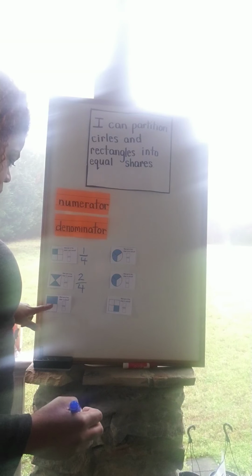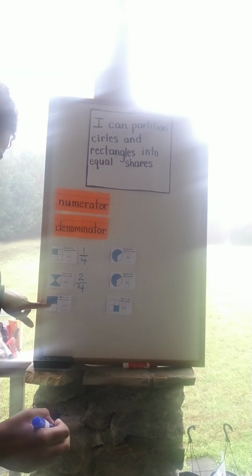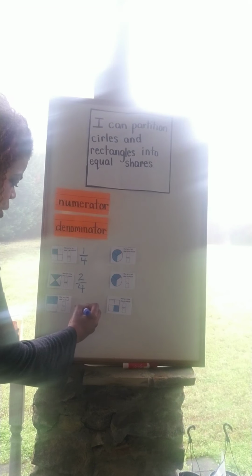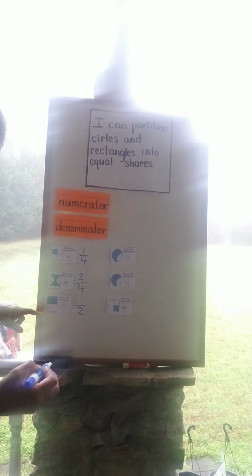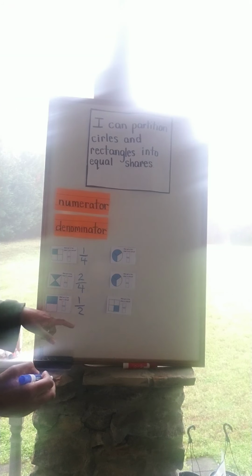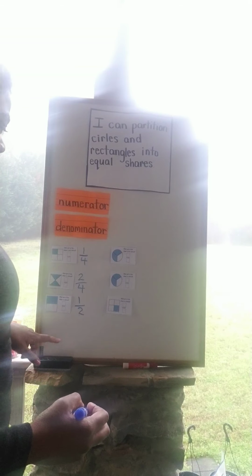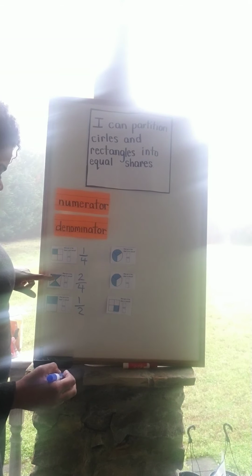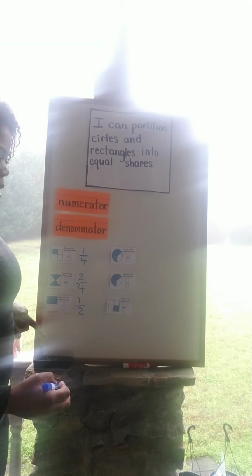Okay. Let's look at this square. Actually, this is a rectangle. Look at this rectangle. There's 2 pieces, so we're going to put a 2 on the bottom. How many are shaded? 1. 1/2. Half is shaded. The same amount is shaded in this square. Half is shaded in this square, and half is shaded in this rectangle.